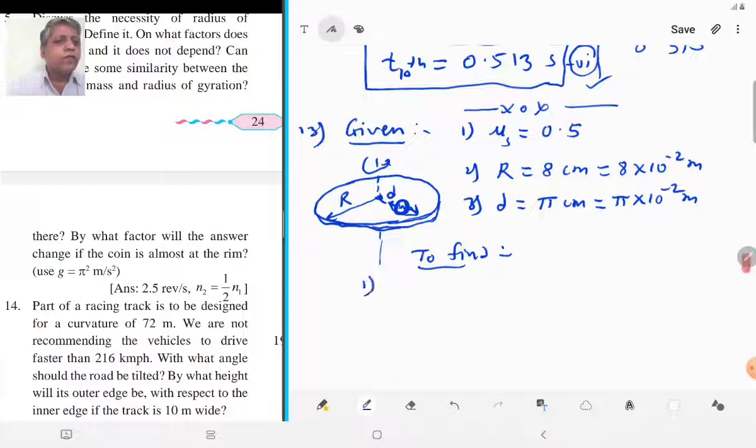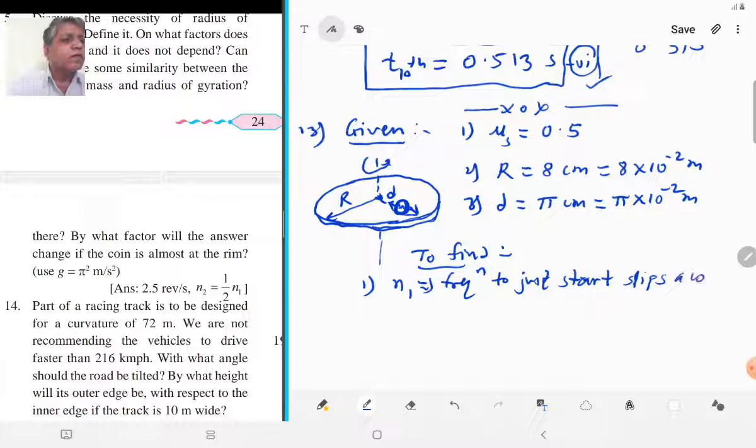That is, to find out the frequency to just start slipping the coin. That is to be found out.